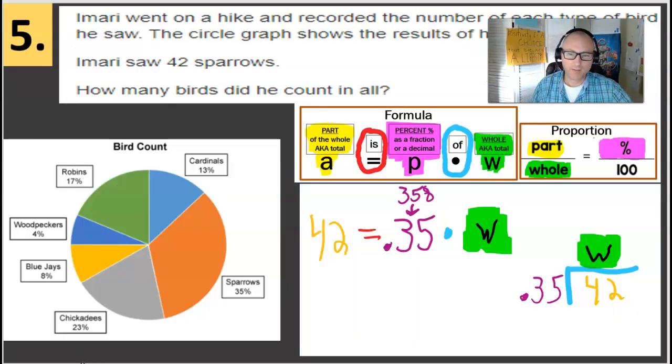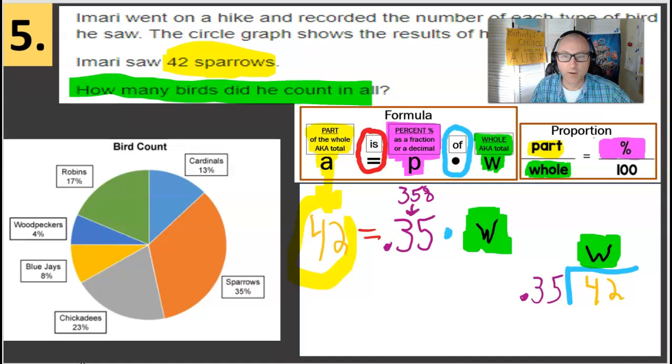In this question, they give us the part, which is 42. So I'm going to put 42 right here, because that is the part. They want to know what is the count in all. What they want to know is, how many birds should he count in all? That makes me think total. That's what they're trying to find out. So we just pop it in.